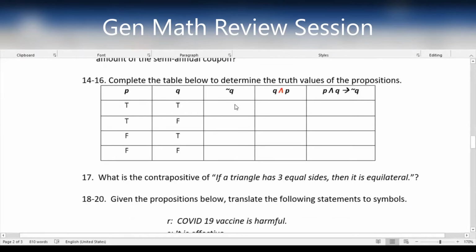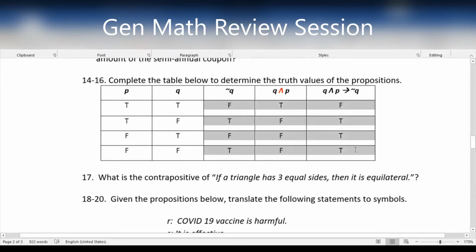Okay, while waiting for you, let me write the correct answer here. So not Q becomes false, true, false, true. Then Q and P: true, false, false, false. Let me reverse this, I didn't change it. It should be Q, P, but the same result because it is and. So Q and P, we said false, then all true. So let me highlight the answers.